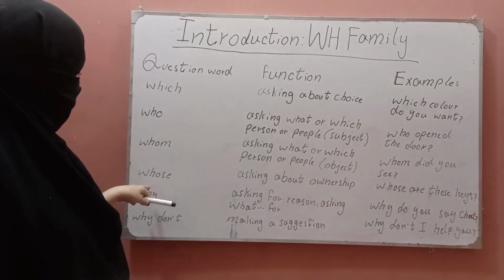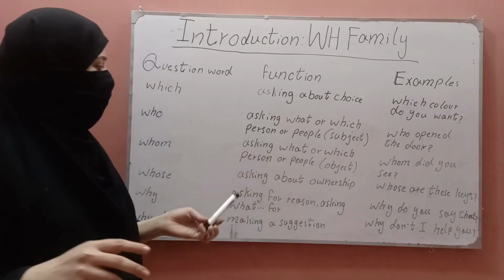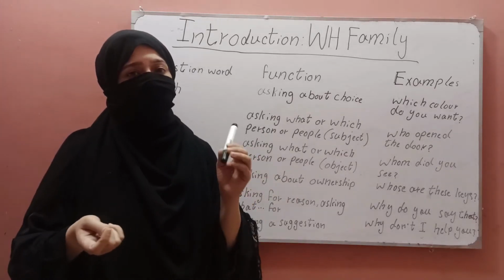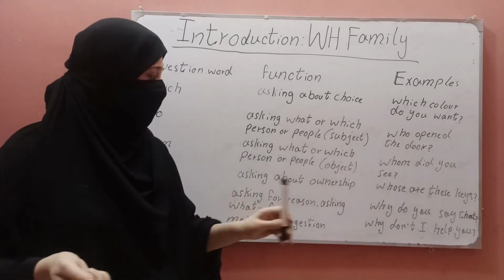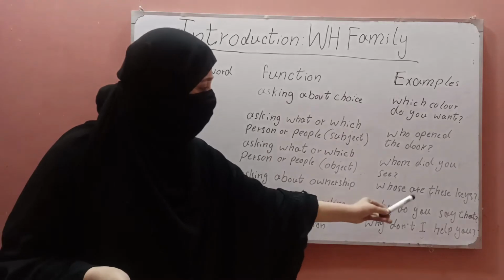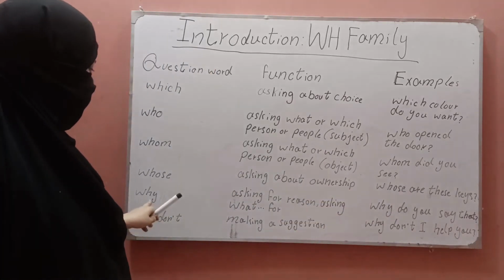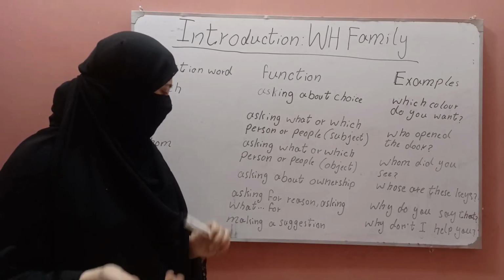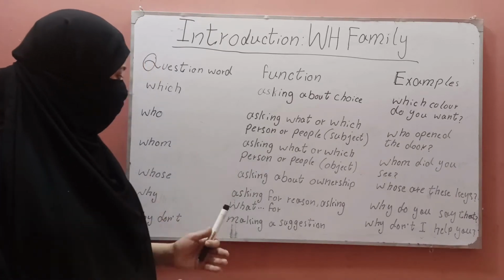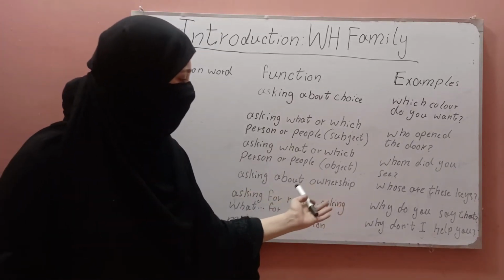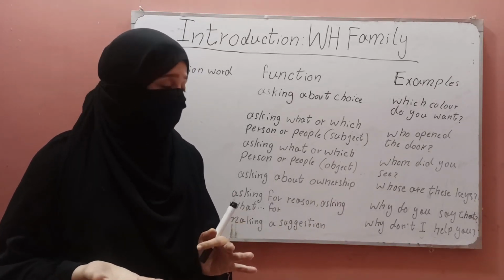And the other is whose. Whose is used for asking about ownership. When we don't know the owner of anything, we use the word whose to know the owner of that thing. The example is, whose are these keys? Whose turn is this? And the other word is why. Why is used for asking for a reason, asking what for. When we want to know the reason for something, we use the word why. Why do you say that? What was the reason? Why did you say that?